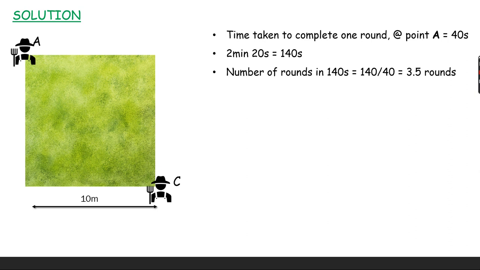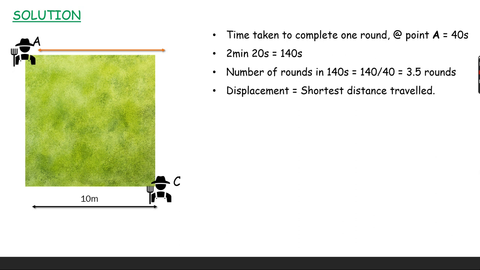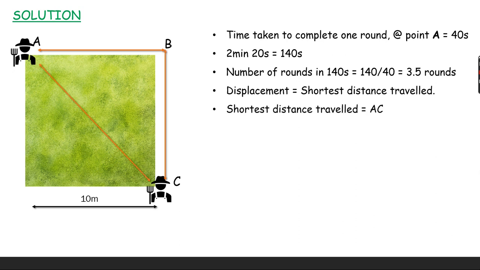Right? So now we have to find displacement, which is the shortest distance traveled. So I can either go from A to B and then B to C, or I can directly go from A to C, which is the diagonal way. So I can go from A to B, B to C, and then directly from A to C. What I need is the shortest distance, which is AC. So AC is okay. We know that this is a square field.